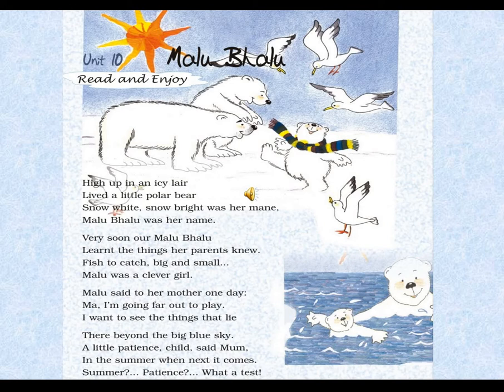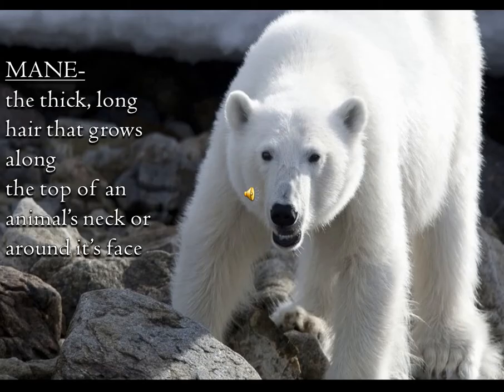Okay, there is another word here, mane. Let us see what it means. The word mane means the thick, long hair that grows along the top of an animal's neck or around its waist. So here in this case, in case of a polar bear, the color of the mane is white. Yes, but if you talk about a lion or a fox's mane, the color would be completely different.